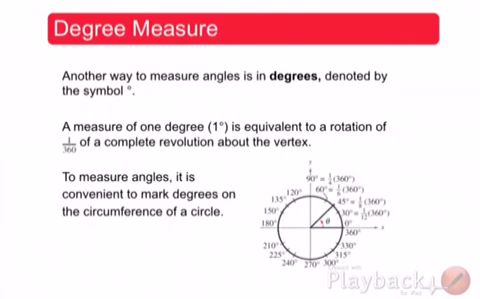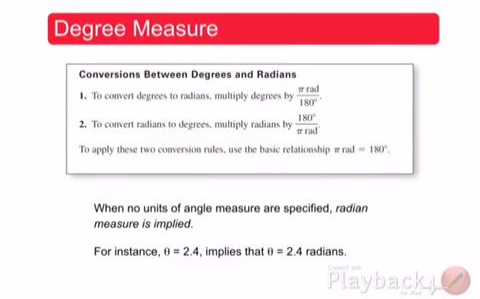Another way to measure angles, the one that we're most familiar with, is in degrees, denoted by the degree symbol. A measure of 1 degree is equivalent to a rotation of 1 out of 360, so there's 360 degrees in a circle, so 1 degree would be one of those 360ths. And to measure angles, it is convenient to mark degrees, so you can see here I'm going from 0 to 30, 45, 60, 90, and I can see it easily.